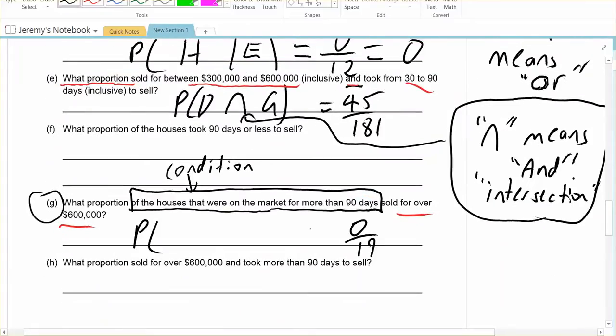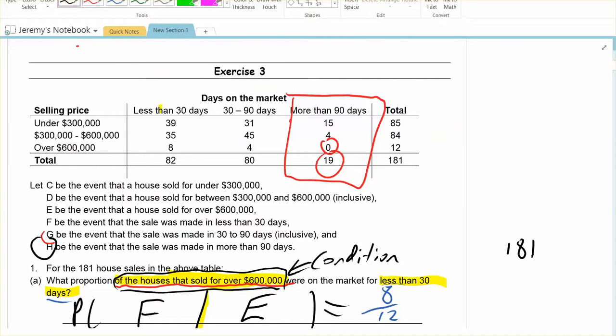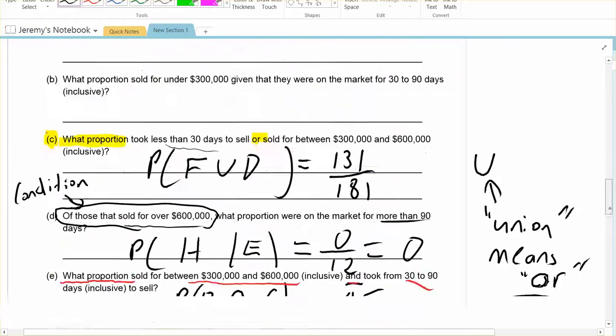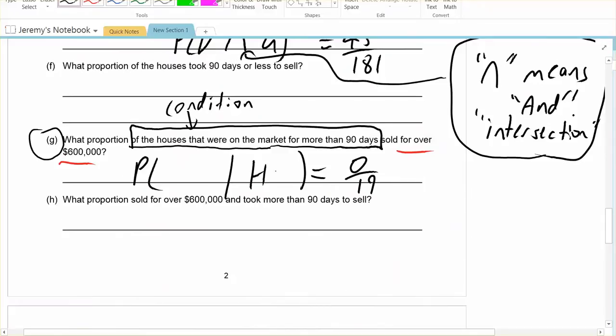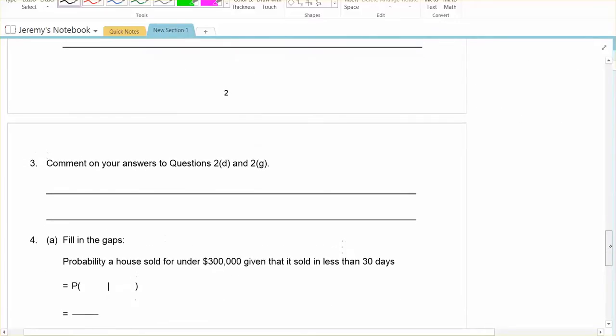So the probability, given the condition that the house was on the market for more than 90 days, which is event H, the probability that it sold for over 600,000, which is E, is 0, because it just didn't happen in this group of houses. So we're picking from that group of sales. It's not going to happen. Okay, so let's move on to question 3.